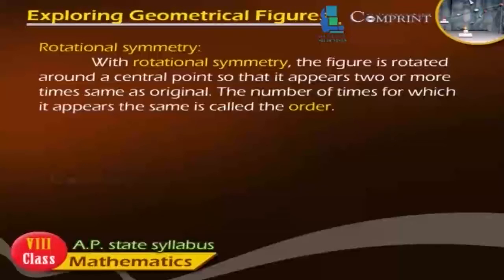Rotational symmetry. With rotational symmetry, the figure is rotated around a central point so that it appears two or more times the same as the original. The number of times for which it appears the same is called the order.